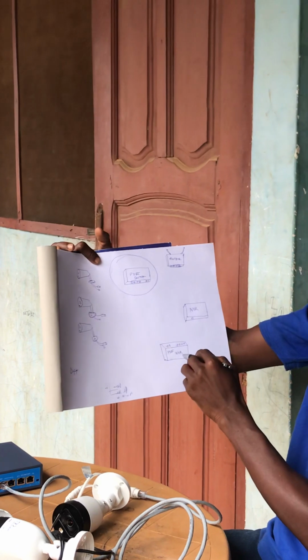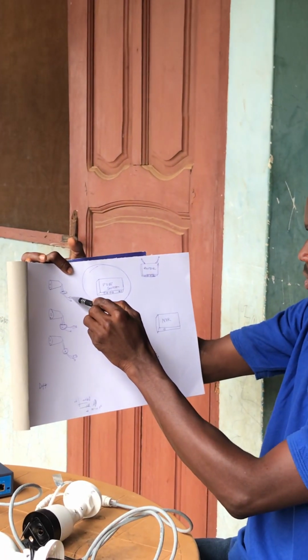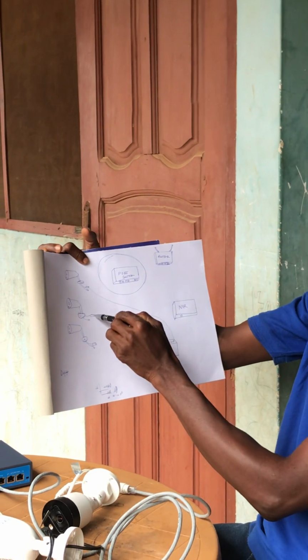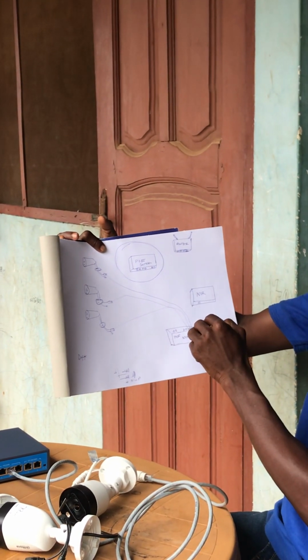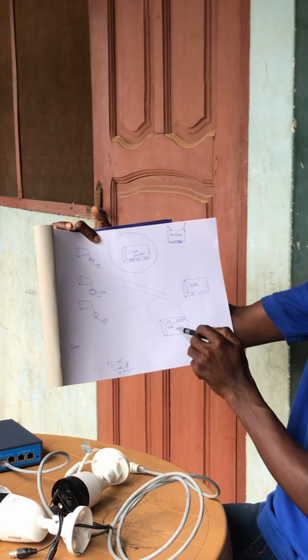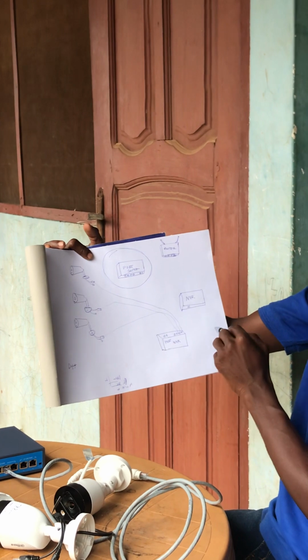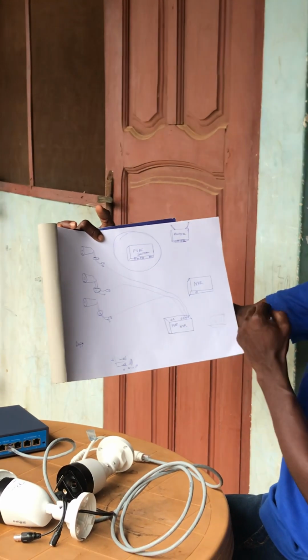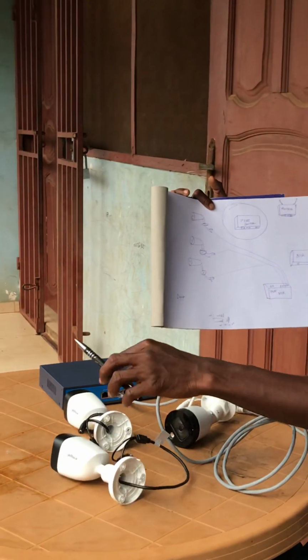When you're using a PoE NVR, you don't need a PoE switch. You just connect your camera straight to the NVR like this. After that, when you do the configuration, you see that your camera will display on your monitor. So that's the difference between the analog camera and the IP camera.